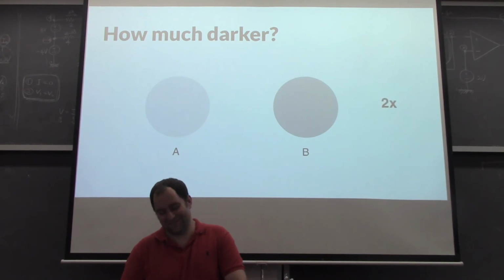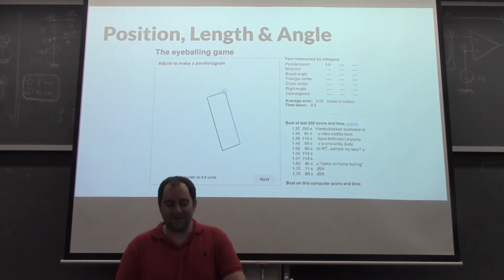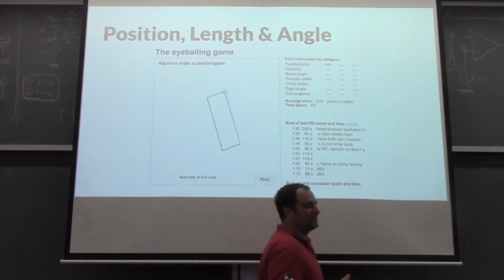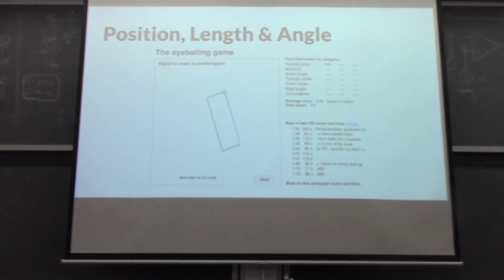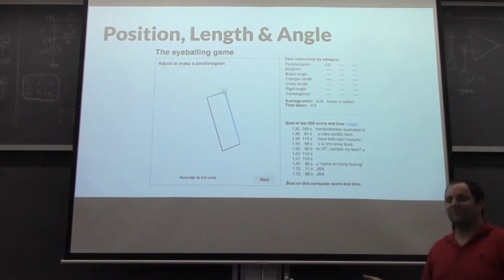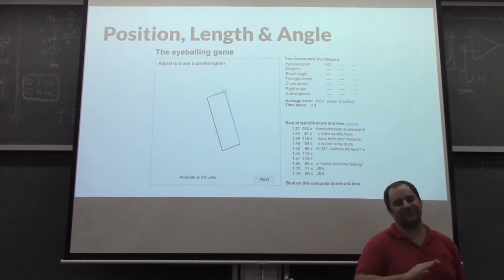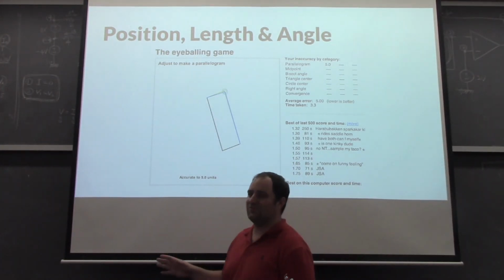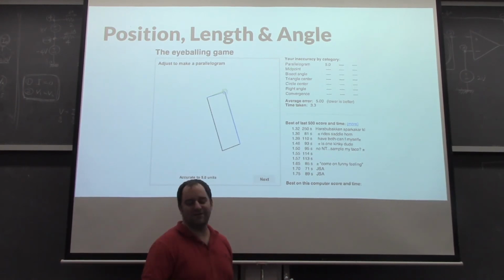How much darker is B than A? Twice as dark. How much darker is B than A? 5, 4, about 3 times. So the point of this is really to demonstrate to you, empirically, that everybody got position right. Everybody said twice in the same second, everybody said 4 times in the same second when I used position. But then everything else was very, very varied.